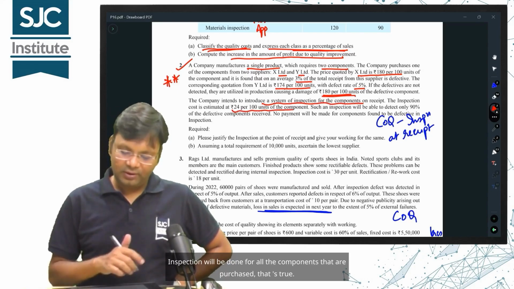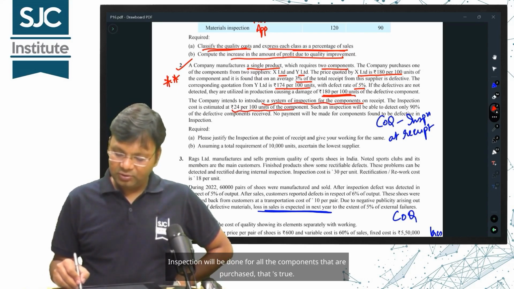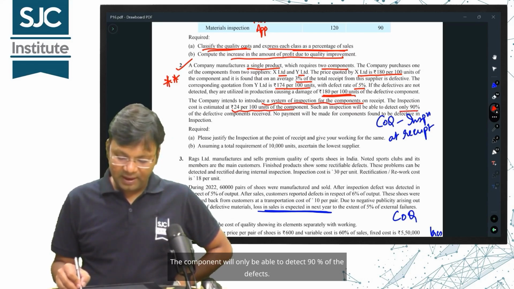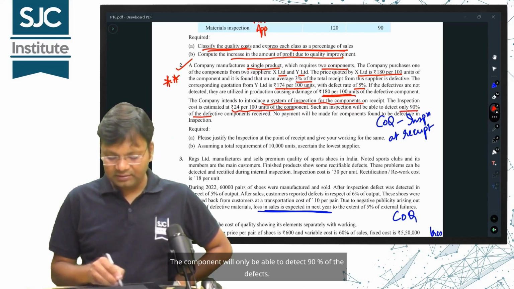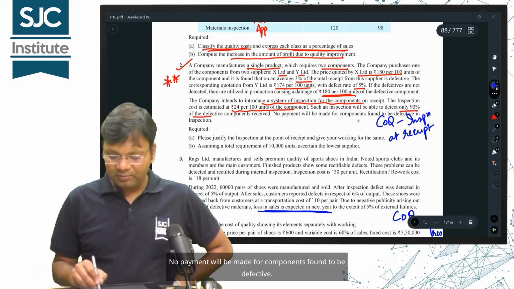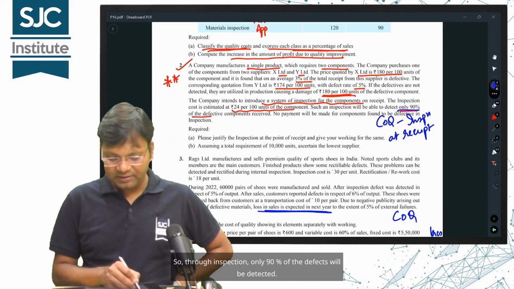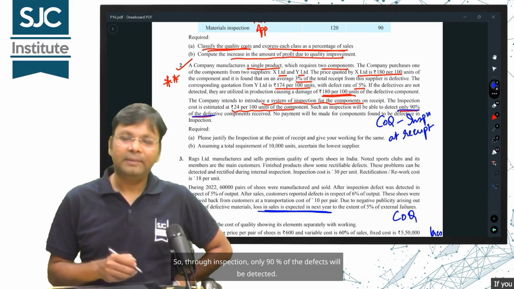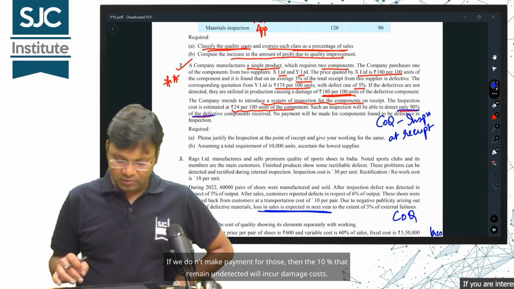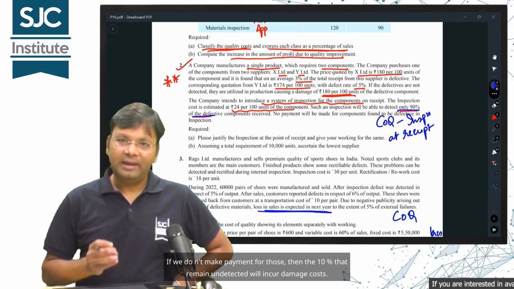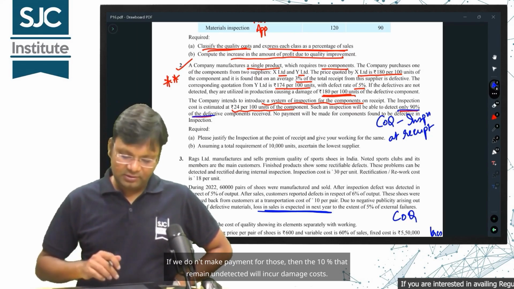Inspection will be done for all the components that are purchased, that's true. The inspection will only be able to detect 90% of the defects. No payment will be made for components found to be defective. So, through inspection, only 90% of the defects will be detected. If we don't make payment for those, then the 10% that remain undetected will incur damage costs.